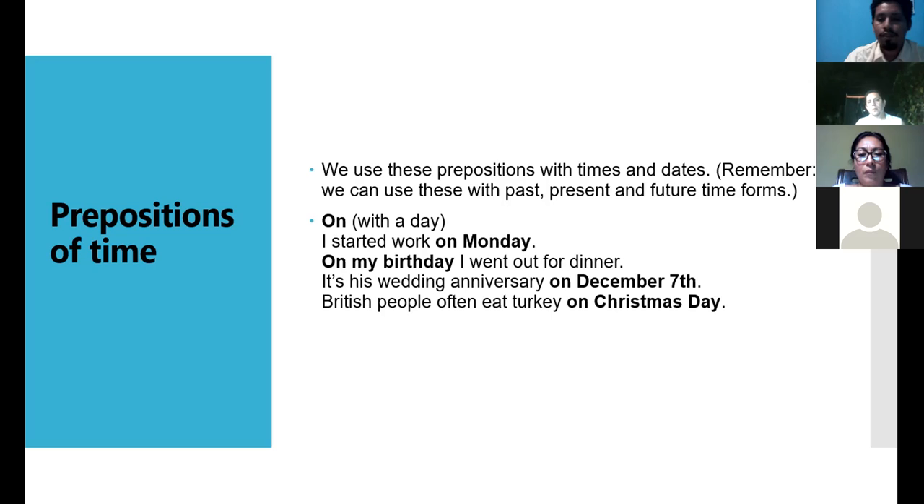Also, here we have "on my birthday". We use "on" with my birthday because this is a specific date. And it says, I went out for dinner on December 7th, because it's his wedding anniversary. In this case, we're using "on December" because we're using a specific date. British people often eat turkey on Christmas Day. We are using "on" because Christmas Day is a specific day. Instead of Christmas Day, it could be Thanksgiving Day, things like that.